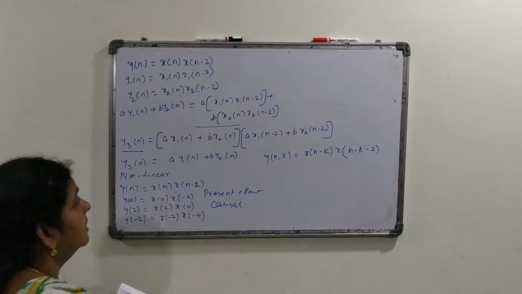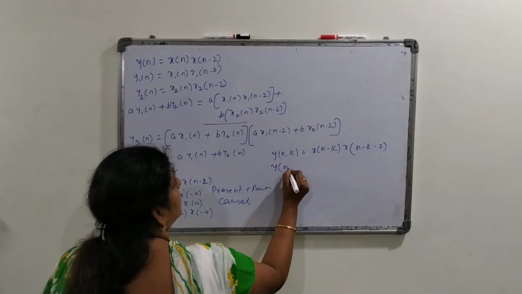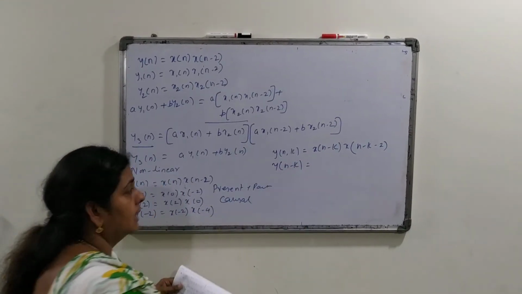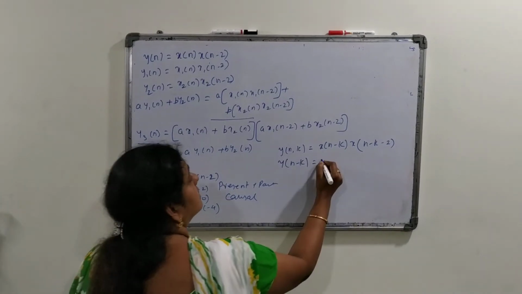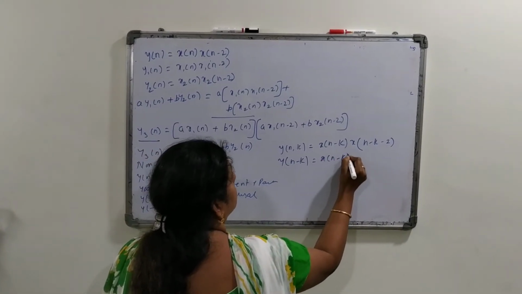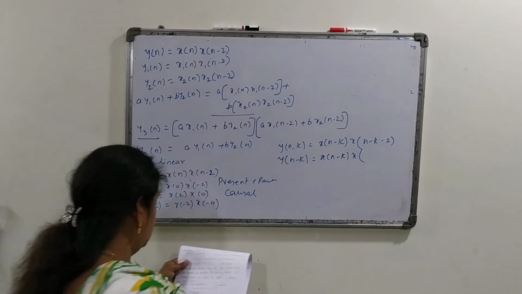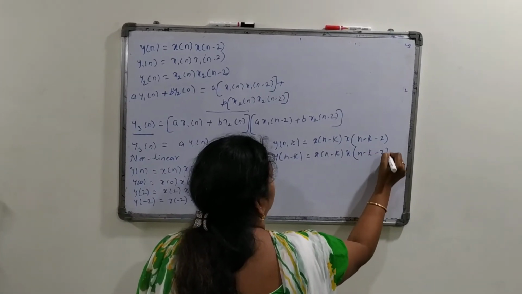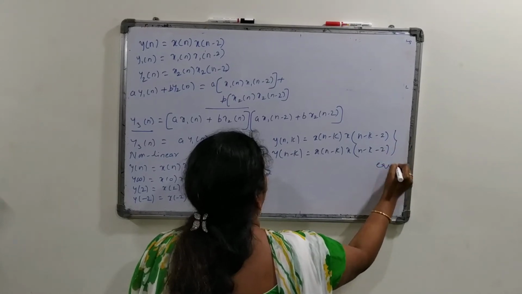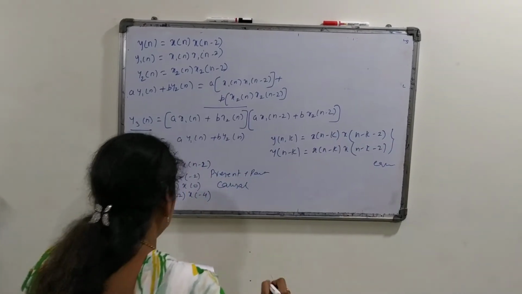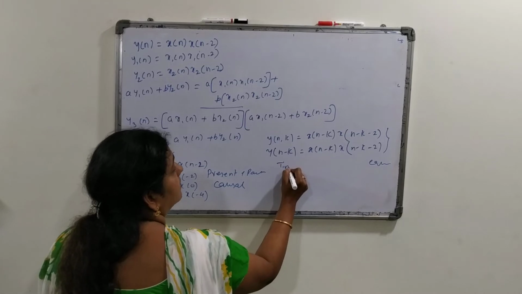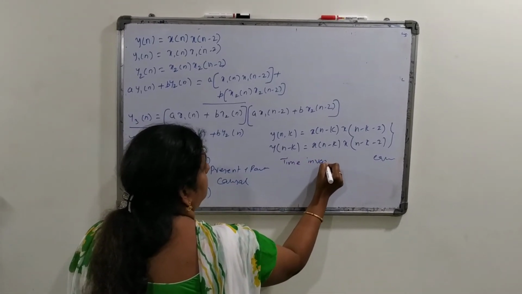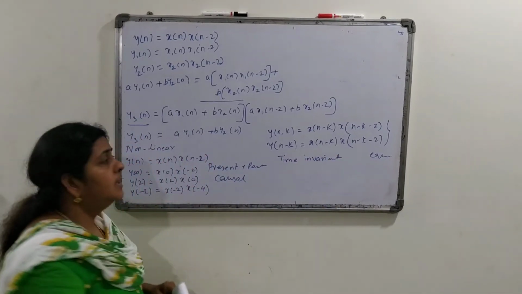Next, we will consider y of n minus k. For that, this is x of n minus k, that is fine. And here, it is x of n minus k minus 2. So both are equal. Therefore, the system is time invariant.